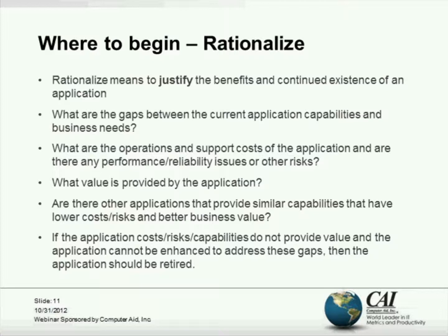There are also, as I said, we implement new applications all the time, and in many cases there are overlaps in capability. So it is not unusual to find redundancies where there are multiple applications that provide a similar capability. And some are higher cost, some are lower cost. Which ones provide better business value? This is what the rationalization process also must answer.